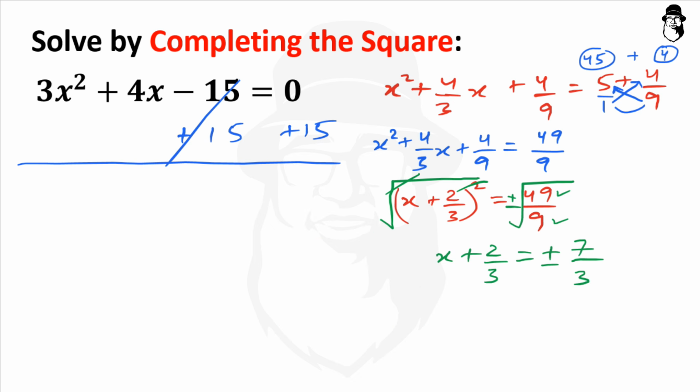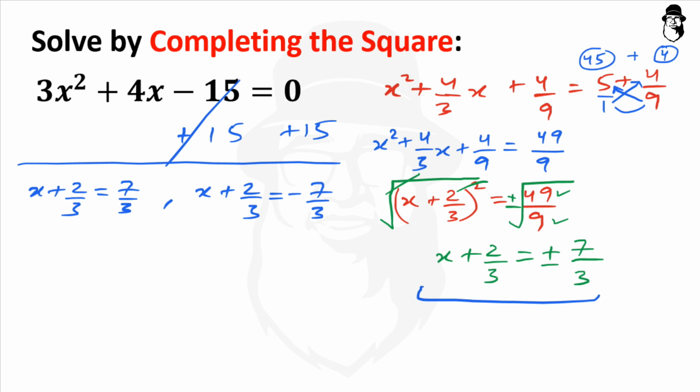Now we can write this as x plus 2/3 is equal to 7/3, and we can write this as x plus 2/3 is equal to minus 7/3, and it will give us two answers. Let's subtract 2/3 from both sides here. Minus 2/3, minus 2/3, and this will be gone with this. x is equal to 7/3 minus 2/3, which is 5/3. So it will be 5/3.